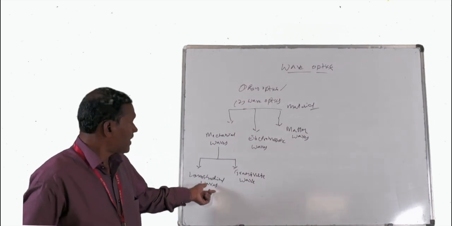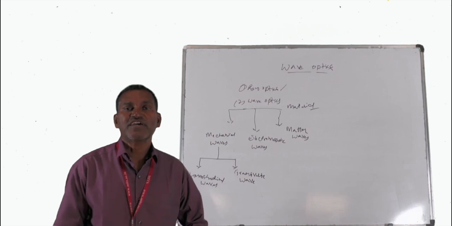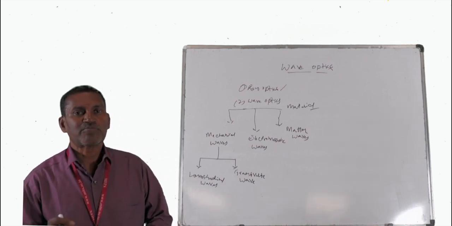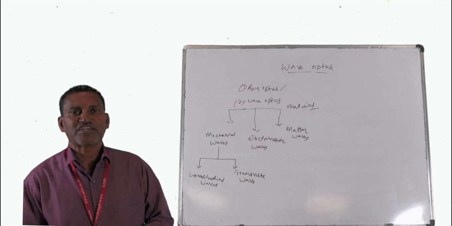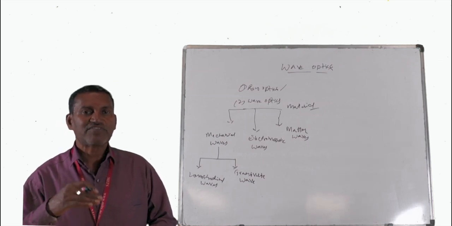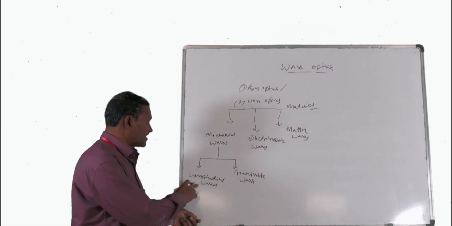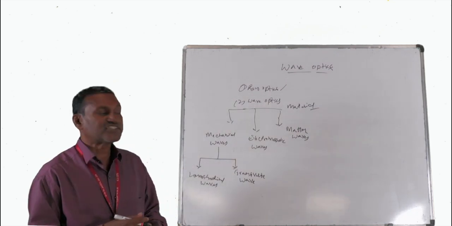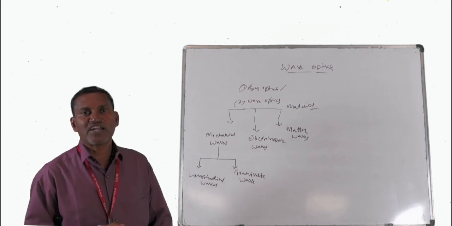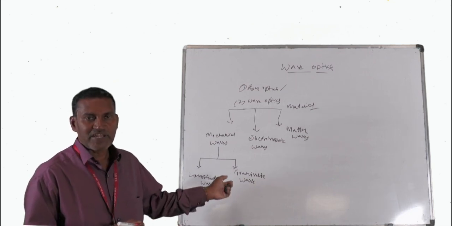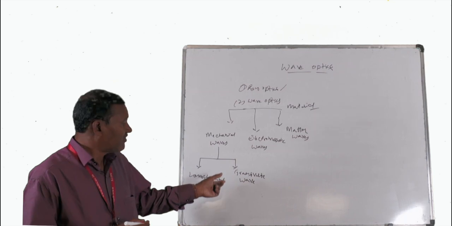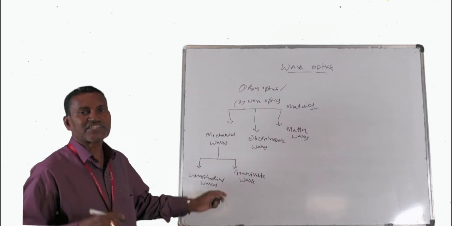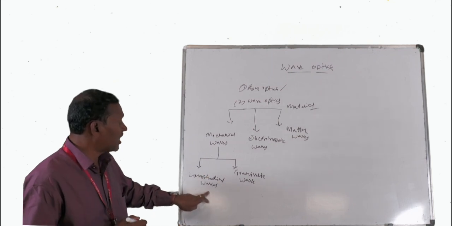Longitudinal waves means the wave transfers from one place to another parallel to the direction of the wave propagation. The vibration of the particles is parallel to the direction of the wave propagation, and that is called a longitudinal wave. The vibration of the particles transmits parallel to the direction of the wave propagation, then it is called a longitudinal wave.